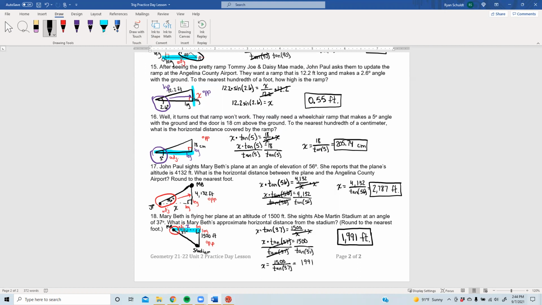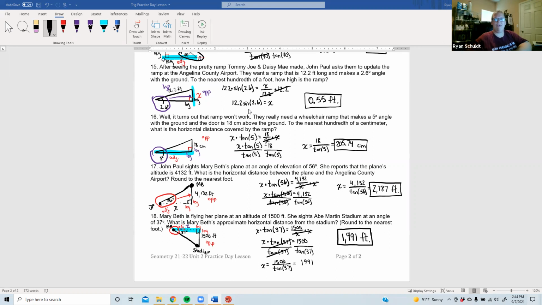Okay. So there's the notes. Remember that today is a practice day. So since today's a practice day, there's not going to be any guided practice. Your notes should look just like your assignment. Notes and assignment should be pretty similar.